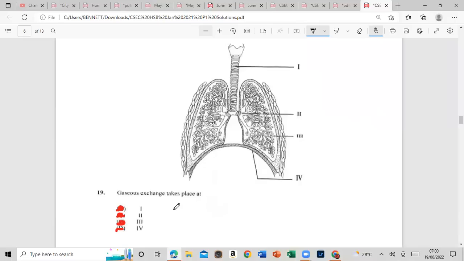Respiratory system. Gaseous exchange takes place at, is it 1, 2, 3, or 4? And that's right here, so that's 3.